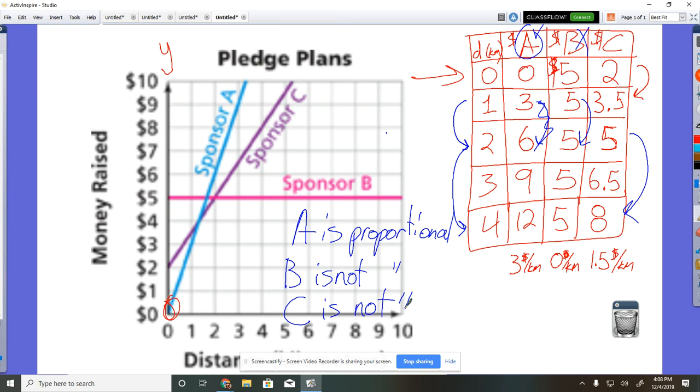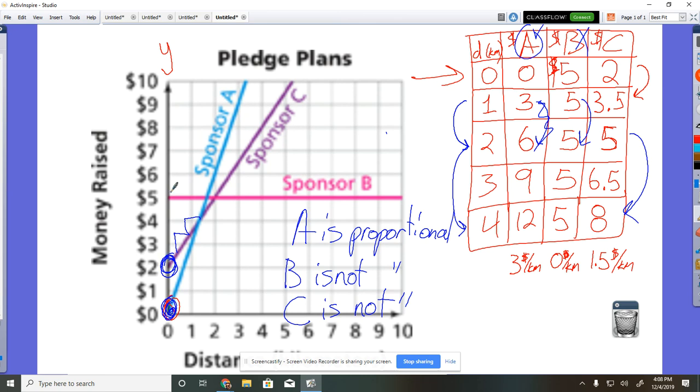Now we're going to figure out the reason A is proportional and B and C are not has everything to do with our y-intercept. A is the only one with a y-intercept of 0, which means in the equation, the only thing that's relevant is the rate. And it's that rate that makes it proportional. For sponsor C, not only do we have a rate of increase, but we also have a $2 donation. That breaks the proportional relationship.